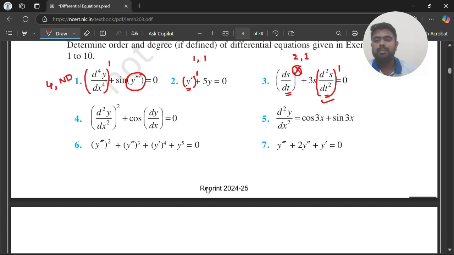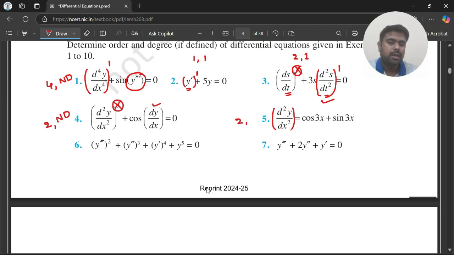Next, the fourth question. The order is of course 2 because of d square y by dx square. The degree is not 2. Why? Because we have cos of dy by dx, so the degree is not defined. Any derivative inside a function means not defined. Now the order is 2 because we have d square y by dx square.